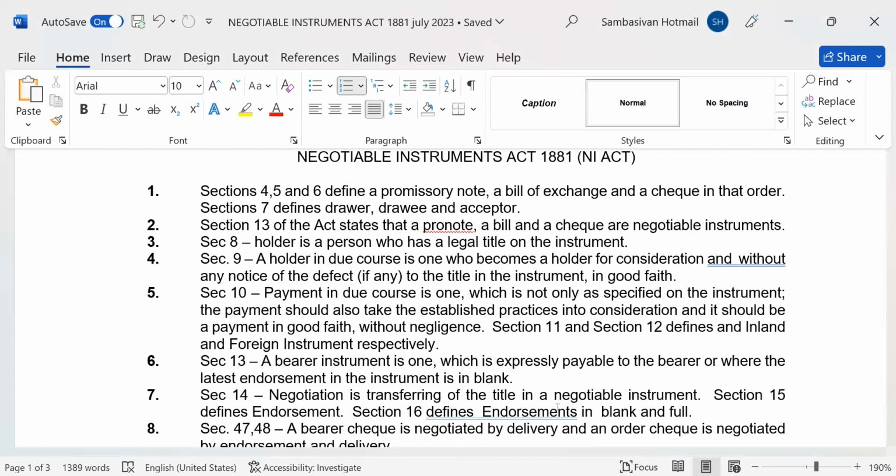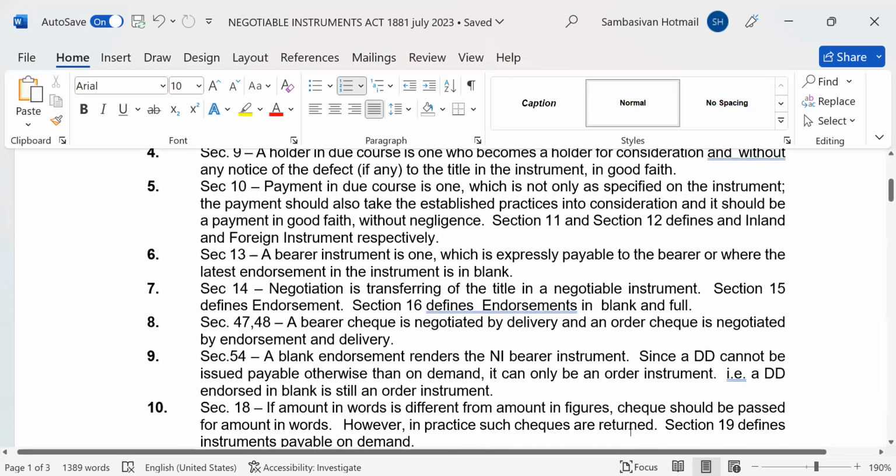Section 11 and Section 12 define an inland and foreign instrument respectively. Very good. Section 13, a bearer instrument is one which is expressly payable to the bearer or where the latest endorsement in the instrument is in blank.